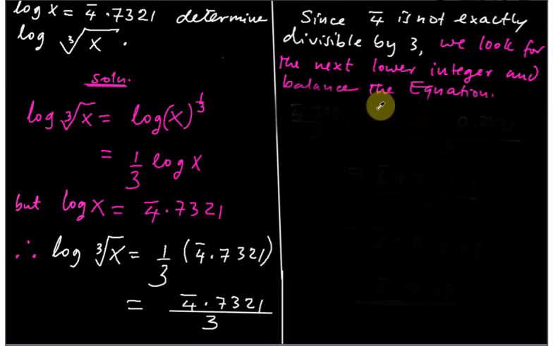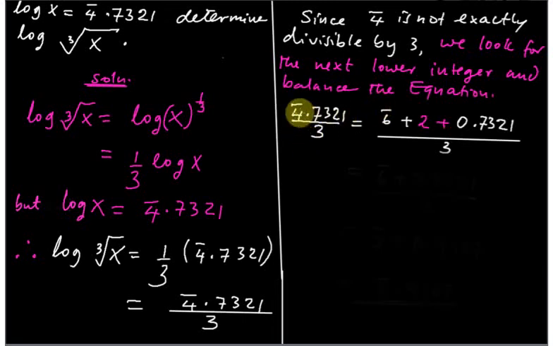If we write bar 4.7321 over 3, it is the same as writing bar 6. This is lower than this one. It is smaller than bar 4. But to balance it, we have to add 2 so that we can go back to bar 4. So it is bar 6 plus 2 plus the mantissa, everything divided by 3. Now this gives us bar 6 plus 2, 0.73. I hope now you are with me here. When you add this to the mantissa, you get this one, divided by 3.